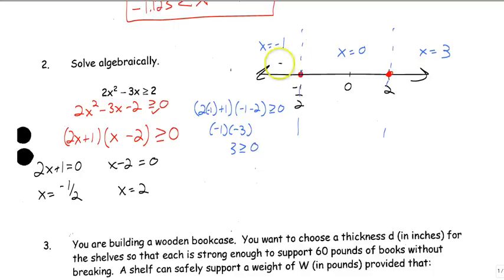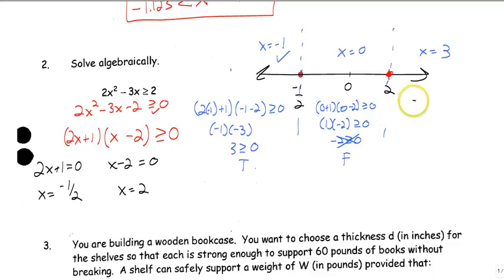So this is a true statement, so I'll put a check mark there. In here at 0, we get basically 0 plus 1, 0 minus 2 has to be greater than or equal to 0. I'm just plugging zeros in for x. 1 times negative 2, you should see, is not greater than 0. That's false. This is true.